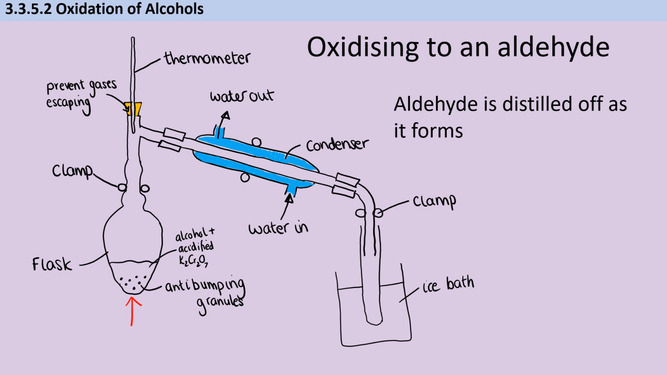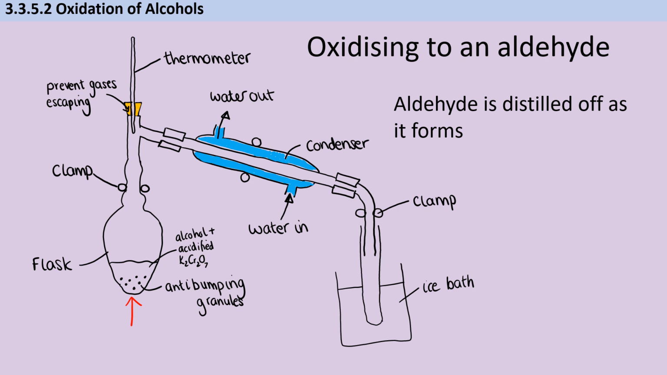We've got a bung sealing the top of the flask, and the bulb of the thermometer is at that T-junction. So it's actually measuring the temperature of the gases as they go past. And we're aiming to only collect the distillate that has the approximate boiling point of the aldehyde that we are trying to collect, nothing higher than that. So the gases are going to rise up to that T where the thermometer is, and then they're going to flow down through the Liebig condenser.